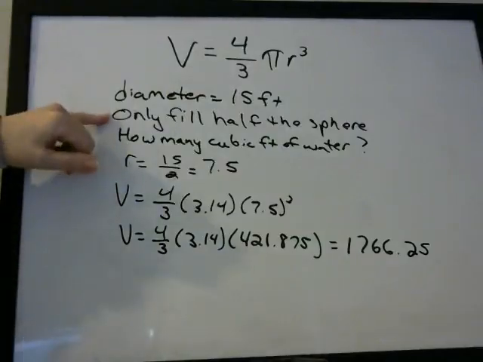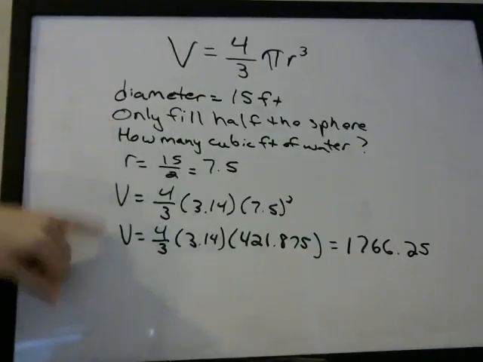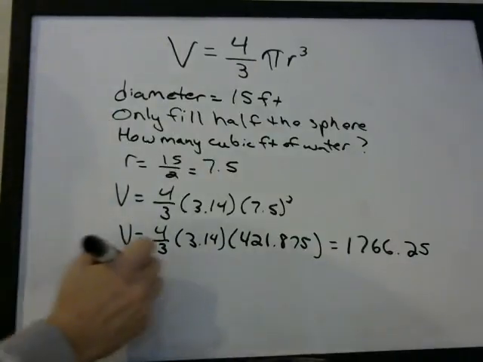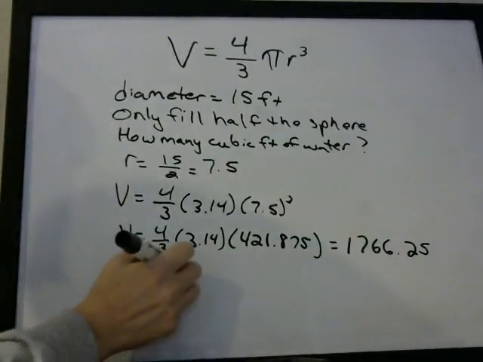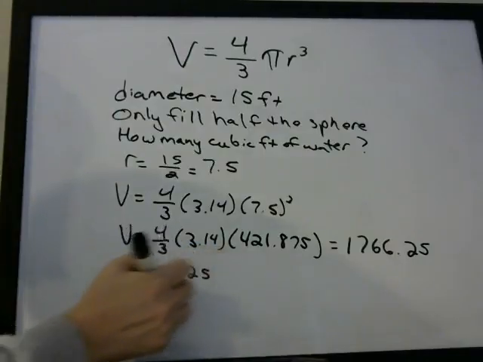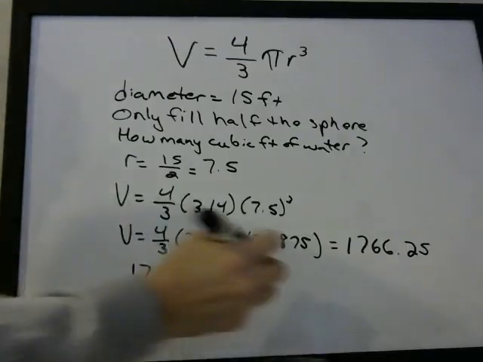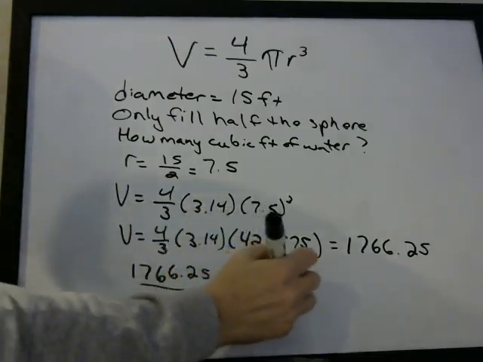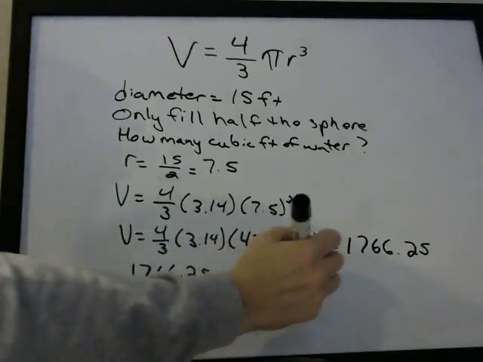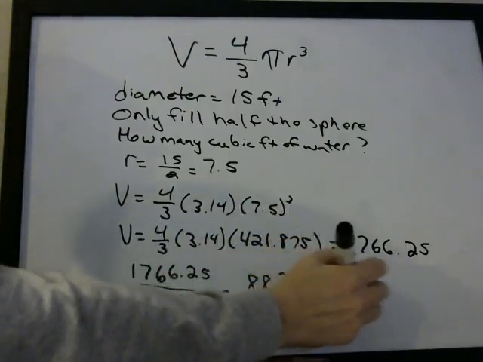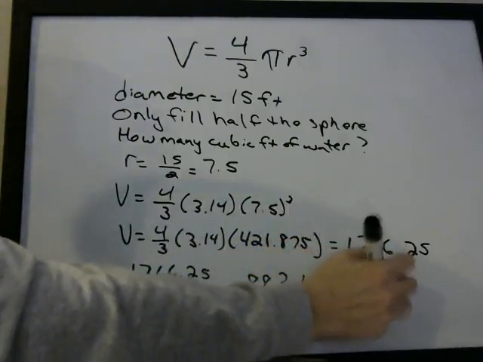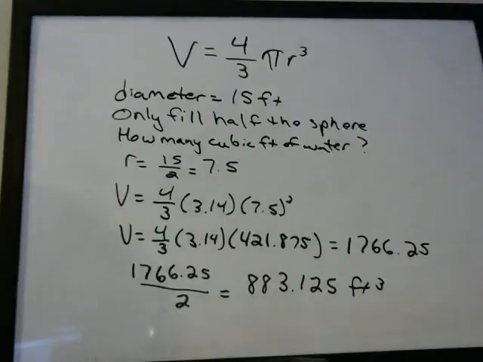But we're only filling it halfway. So we only want half of that. We only want half the volume. So how do we find that? You just divide it by 2. That's what half is. And you're going to get 883.125 cubic feet. And that would be the answer to this question.